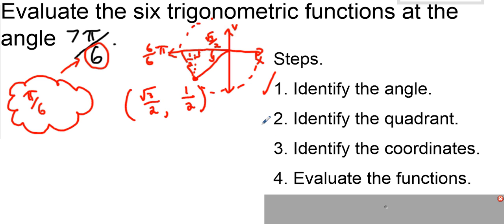Okay, because we're in quadrant 3, we know that both cosine, or x, and sine, y, are negative in this quadrant. So again, we identified the angle, pi over 6, we related back to first quadrant angle, so we could find these coordinates, and if you didn't know them, we identified the quadrant and used our triangle to figure out the coordinates. Okay, let's go on to evaluating the functions at 7 pi over 6. So we're going to need these two coordinates.